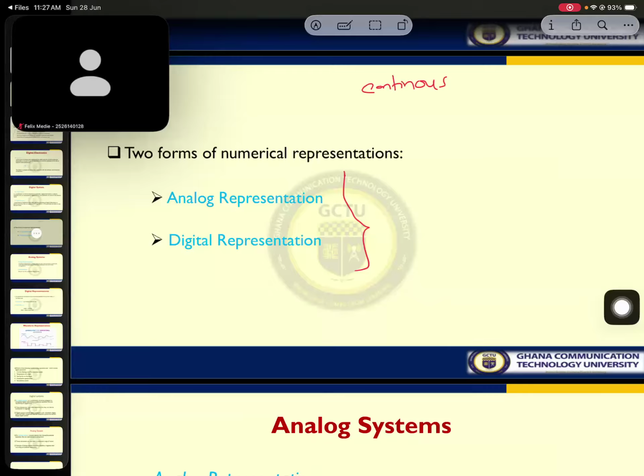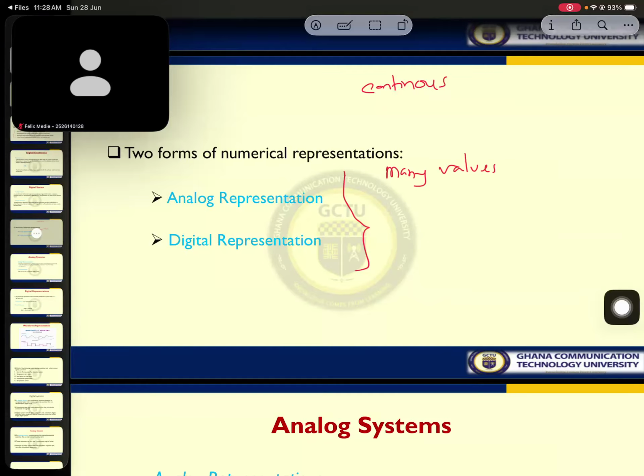The word is continuous, varying physical quantity, such as voltage. Examples are voltage, current, sound, pressure, temperature, or meter. They are all analog representation. Now, for example, room temperature is analog. Why? Because it can take many values. Room temperature is analog because it can take many values.